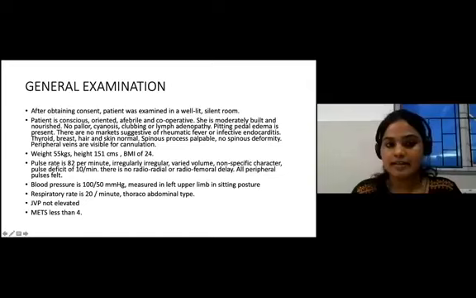For eliciting pulse deficit, one should be auscultating the heart rate and simultaneously palpating the radial artery pulsation. The difference between the two is defined as the pulse deficit. If pulse deficit is more than 6 per minute, it is significant of atrial fibrillation.